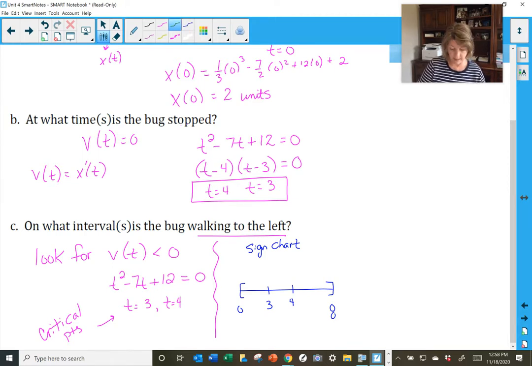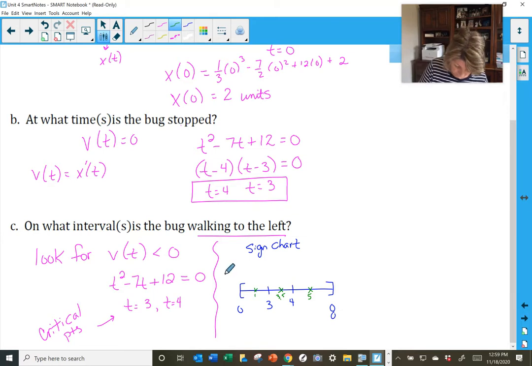Now, in order to know a sign chart, 3 and 4 are the only spots that break this into intervals where the sign actually does change. So that's a key. I want to check a number in this interval, and a number in that last third interval. Maybe my number here, 1's easy, so I'm going to use 1. Maybe I'll use 3.5 here. And on this one, I think I'll use 5. Because any number in those particular intervals will create the same sign.